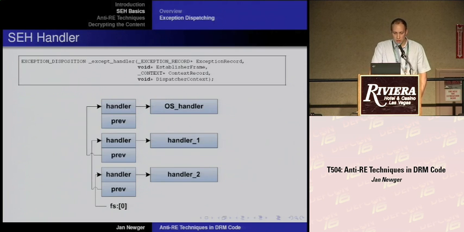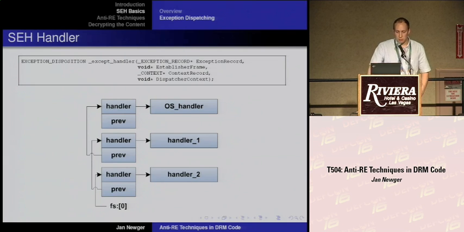Okay, so what we see here is the signature of an exception handler, and probably the most important parameters are the exception record as well as the context. So what does this mean? The exception record actually contains information on the exception itself, like the exception code, whereas the context is a pointer to the thread context of the faulting thread. So the handler actually has the possibility to modify the context in such a way that it fixes what caused the exception in the first place.